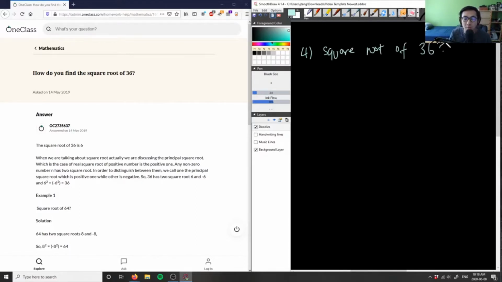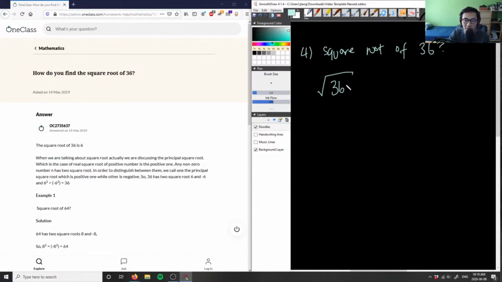When we're talking about the square root of something, mathematically it's this little umbrella or little roof above a specific number. So this here is the square root of 36. And how do we solve this problem? Well, there's a couple of ways to solve this problem.